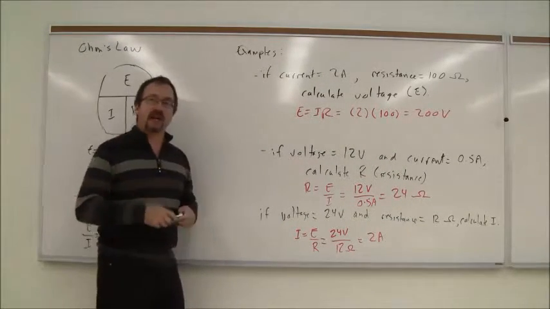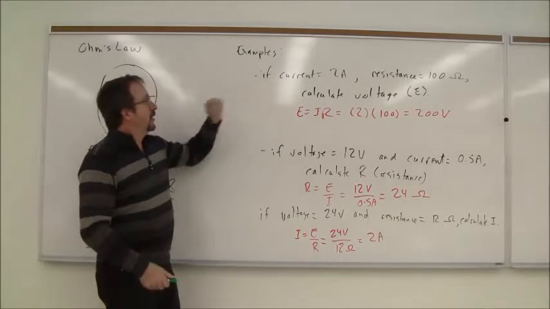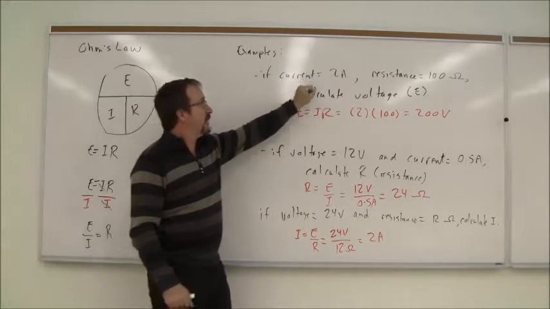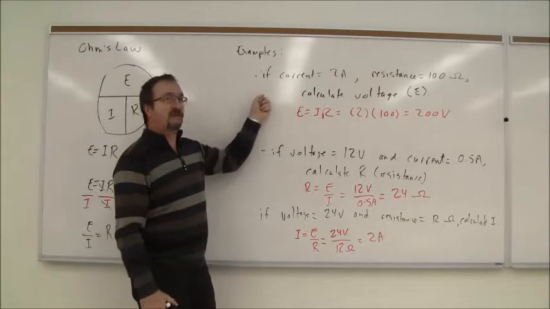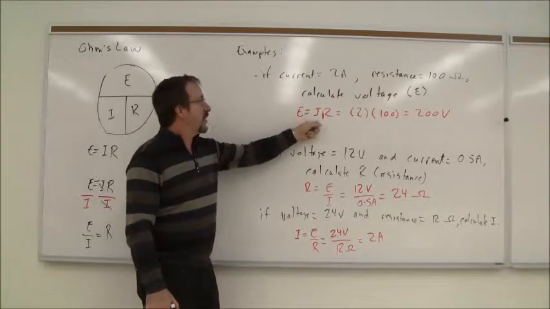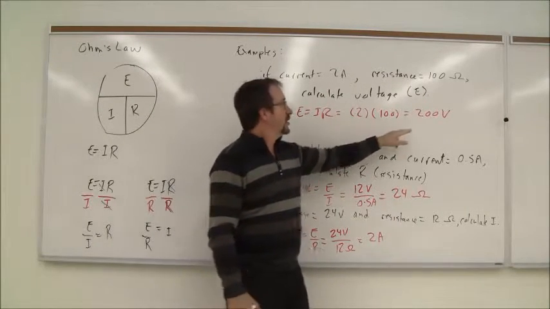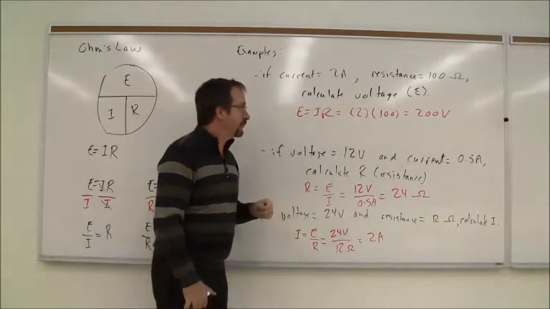So, some examples of calculations using Ohm's law. If I had a series circuit with a current of 2 amps and resistance of 100 ohms, what's my voltage? Well, E equals IR, so the voltage equals 2 amps times 100 ohms, which gives me 200 volts.